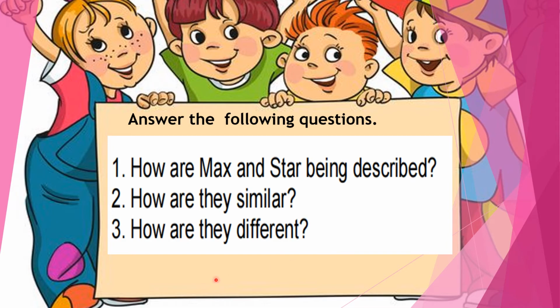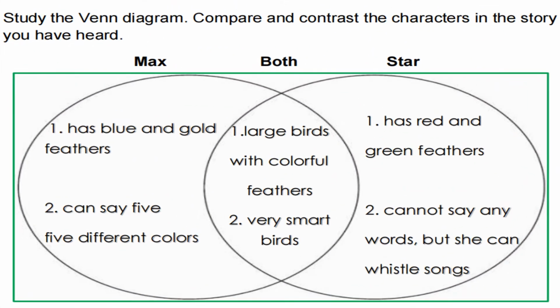Okay, now let's proceed. Here, these are how we describe Max and Star. Okay, as given in the Venn diagram, here we will write their differences. This part here, we will write their differences and their differences here. And the center are both, or their similarities. Okay? Study the Venn diagram.